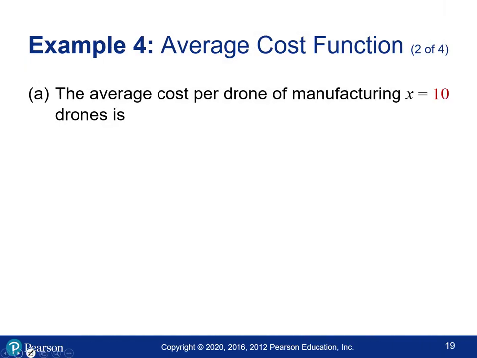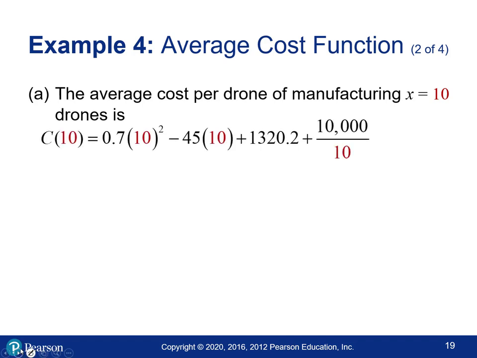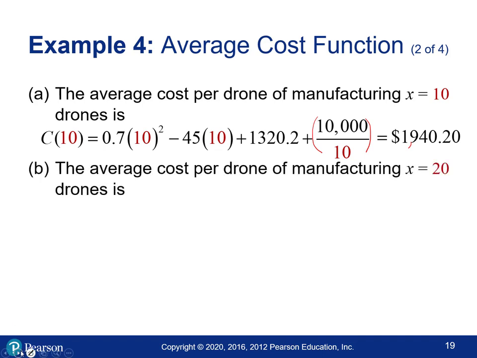Okay, so the average cost per manufacturing 10 drones a day, you just plug in 10 for X. So everywhere there's an X, put a 10, and I would definitely use a calculator on this one just to save you some time. Plug that into your calculator. Just make sure that you get your exponent up there, because you're squaring 10 first and then going to multiply by 0.7. And then if you need to on your calculator, you might want to tell it to divide this like with parentheses. So it's $1,940.20 to manufacture 10 drones.